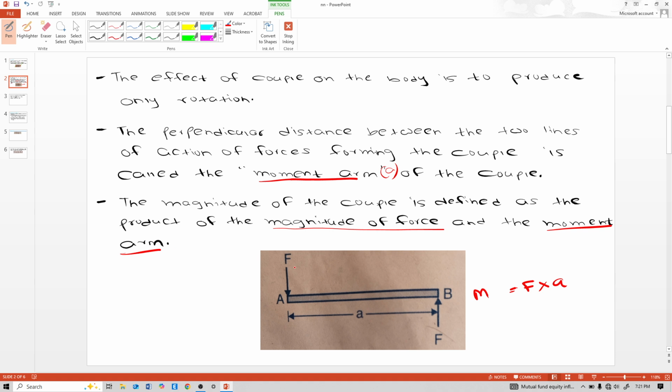Let us consider this F as 5 kilonewton, and this F is also 5 kilonewton, and this A is 10 meters. So here the magnitude of couple is force 5 kilonewton into 10 meter, so it is 50 kilonewton meter. So this is the magnitude of couple, and you may call it a moment also, because see, this unit is kilonewton meter.